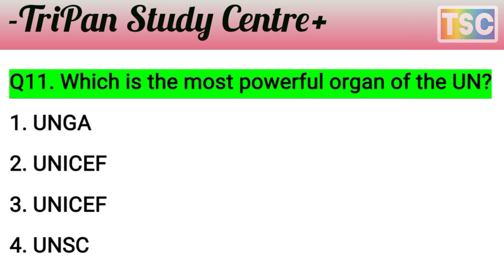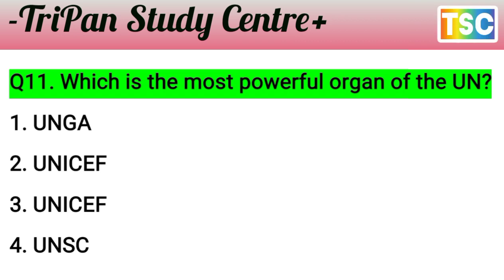First, UNGA. Second, UNICEF. Third, UNICEF. And fourth, UNSC. That's important. First of all, test your knowledge. I give you a few seconds. You must have a thought of your answer. Let's see what the answer to this question is. Which is the most powerful organ of the UN? That's an important question.